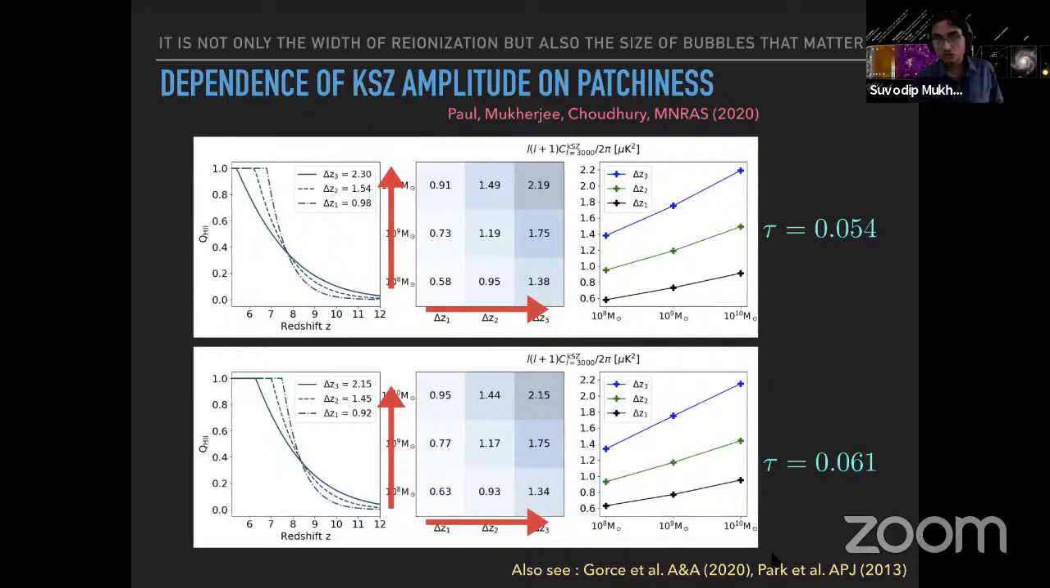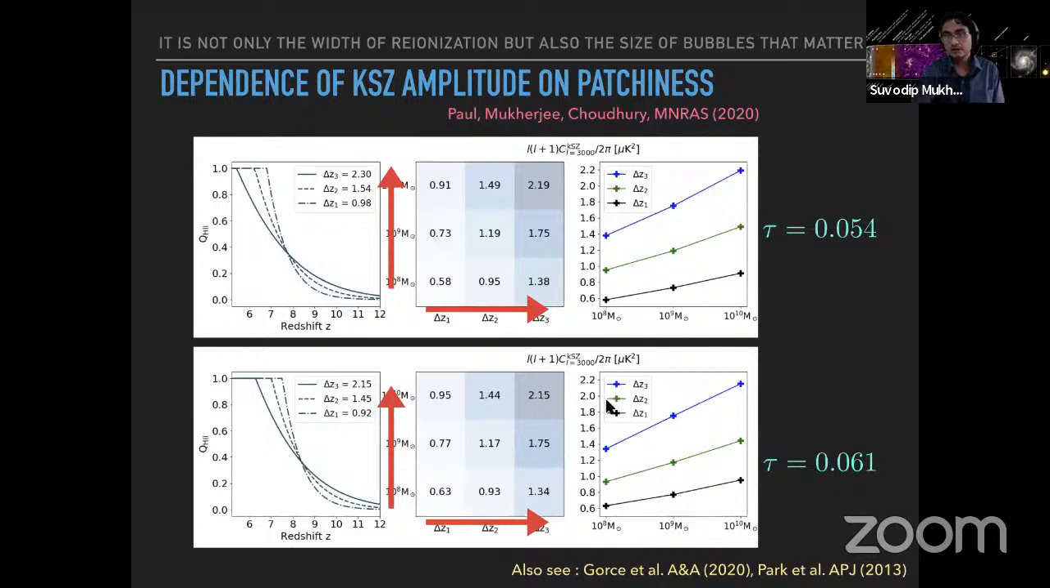The trend is similar also for higher tau values, as you can see over here. That's not changing. So the main take-home message from this plot is that there is a significant degeneracy between the parameters which are driving reionization, whether it's lighter or massive halos, what is the width of reionization, what is the typical mean or average tau value. These are the parameters which are going to affect your kSZ signal, and not only the delta z parameter, as one usually thinks is the case.